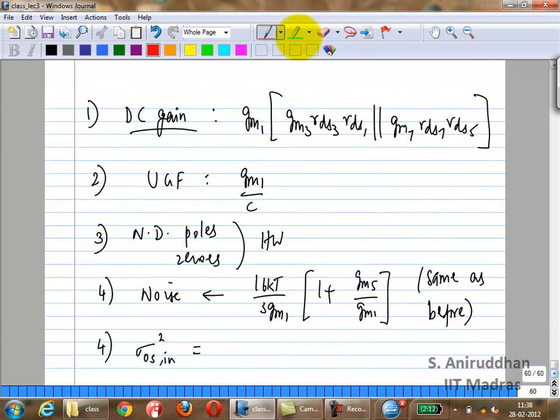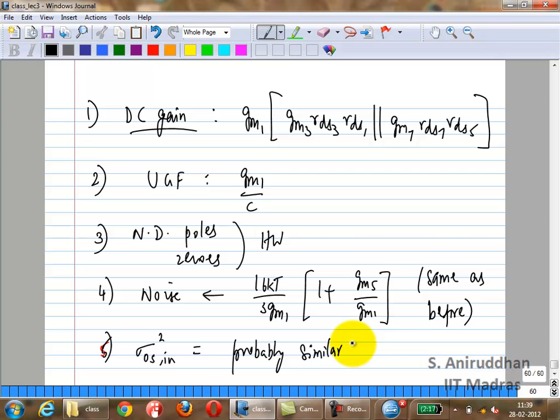What is the offset going to look like? Input referred offset? Probably similar, okay? Because we know that offset tends to behave the same as noise, right? So probably similar. But I want you to go and work it out and convince yourself that it is the same.